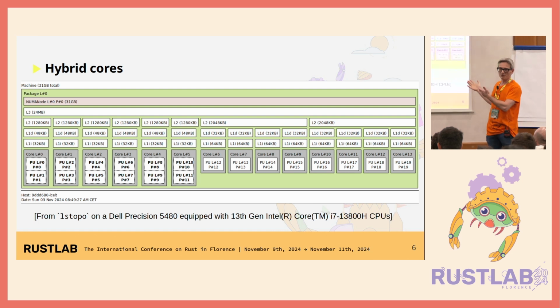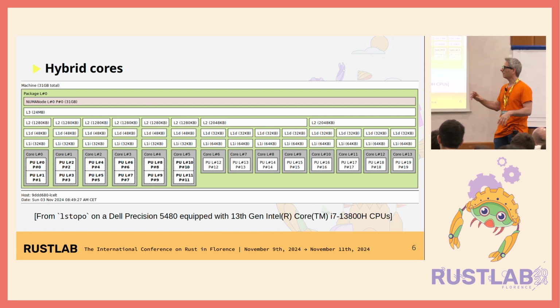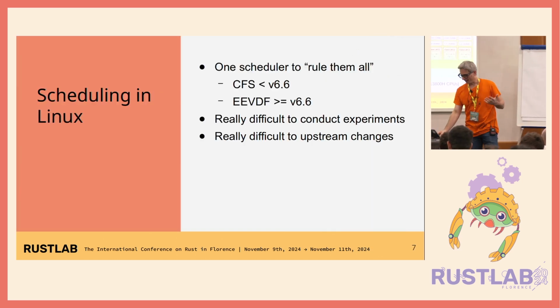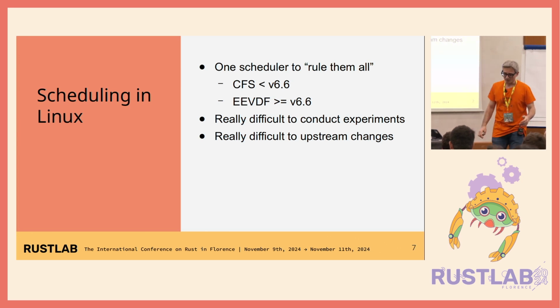What kind of decision do you take in this context? You need to take into account different CPU capacity, different locality, multiple caches. And so, yes, things can get really complicated.